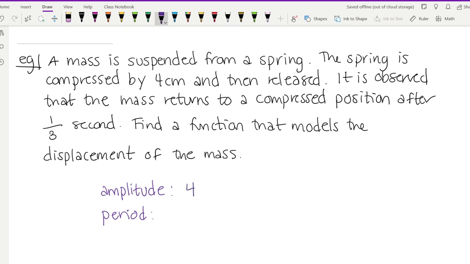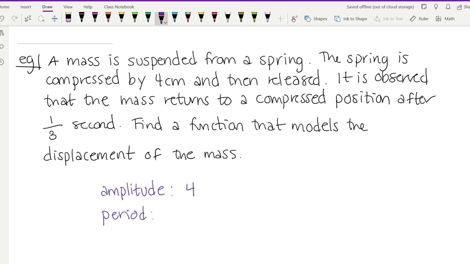Hopefully that makes sense. Again, amplitude is just the furthest distance that your object travels compared to its resting position. And because it's been compressed by 4 centimeters, that is as far as it's going to get from its starting point.